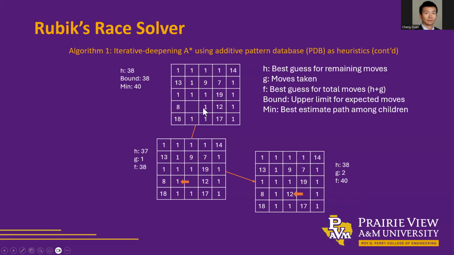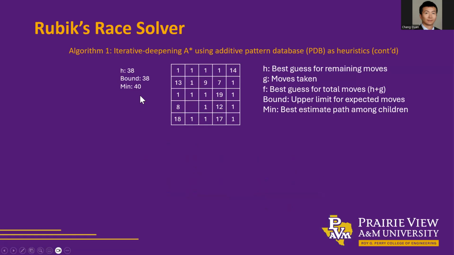Then we go back to explore other possibilities like moving one down or moving one up. But if after all the exploration we cannot get a smaller F than 40, we go back here and change the bound to the minimum. So set the bound to 40 and repeat this process until we find the shortest path to reach the goal state. That is the basic idea of iterative deepening A star.